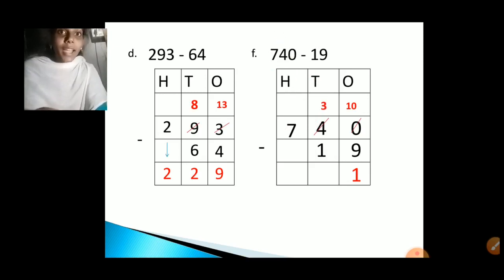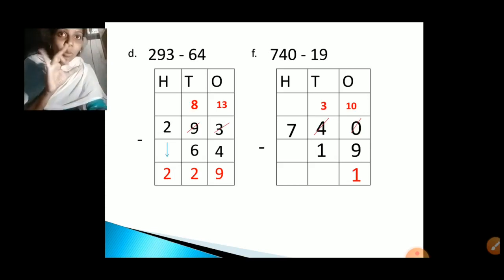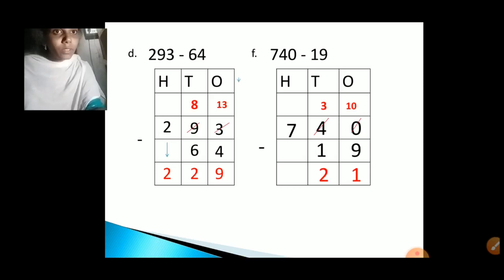Now we will subtract the remaining tens. In here what we will subtract? 3 minus 1. Now you will tell me, 3 minus 1 equals to how many? 2. So 2 we will write under the tens place. And here 7 will jump down. So 740 minus 19 equals to 721.